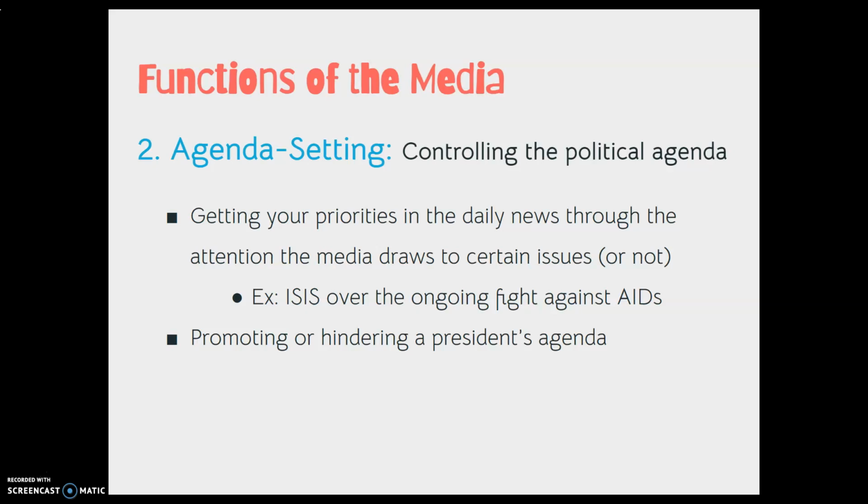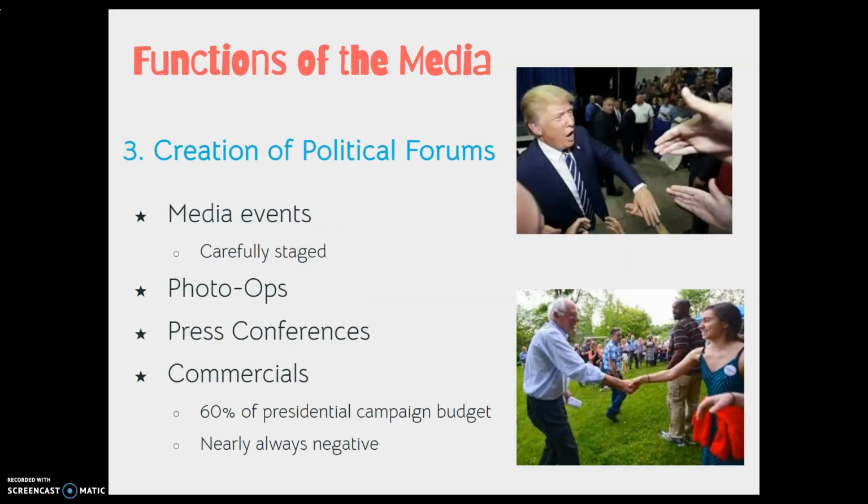They draw our attention to certain issues. Or, just as important perhaps, is the things that they don't draw our attention to. And what the media chooses to cover, how they cover it, and what they leave out can either help promote a president's agenda and the things that they see as important, or hinder it. If they don't give coverage to things a president wants to highlight, citizens may not know that these things are being addressed or how they're being addressed. At the same time, things that are covered and how they're covered can help a president's favorability.